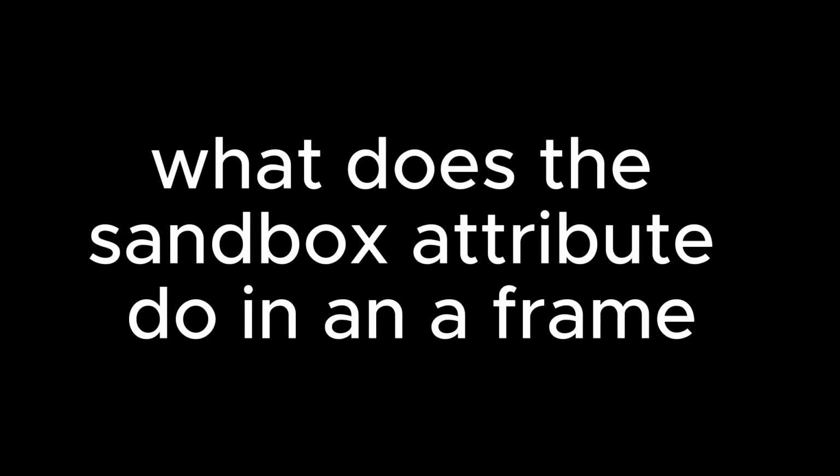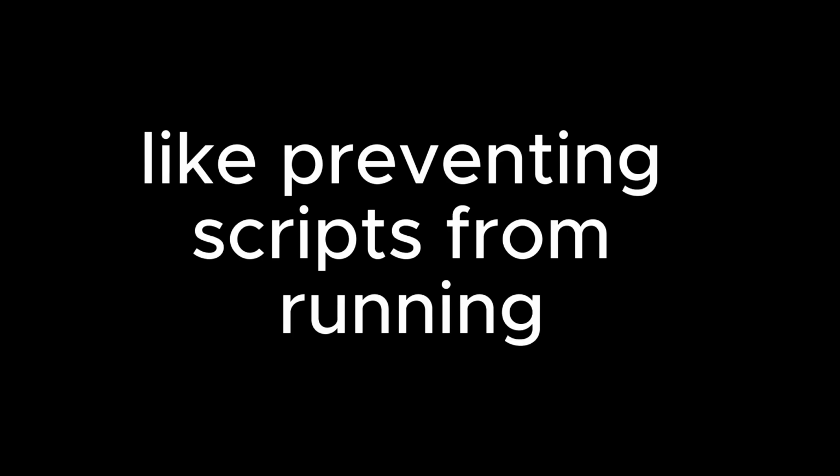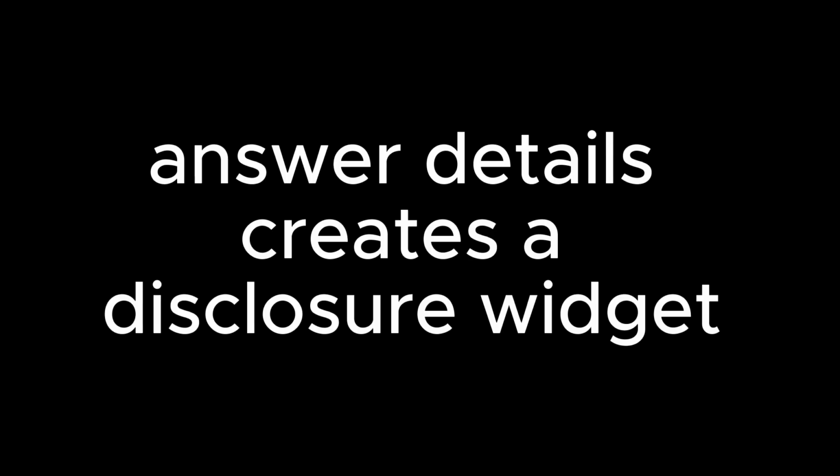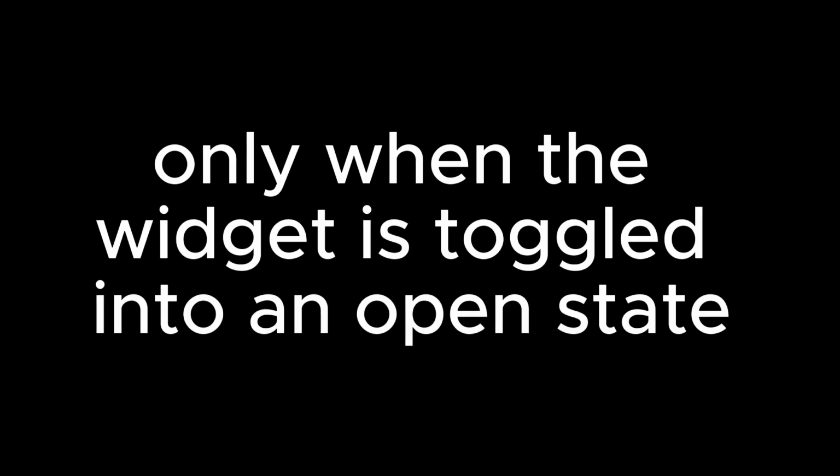Question 54. What does the sandbox attribute do in a frame? Answer. The sandbox attribute enables extra restrictions to the content in a frame, like preventing scripts from running. Question 55. What are the details and summary elements in HTML? Answer. Details creates a disclosure widget in which information is visible only when the widget is toggled into an open state. Summary is used as the heading for the content.